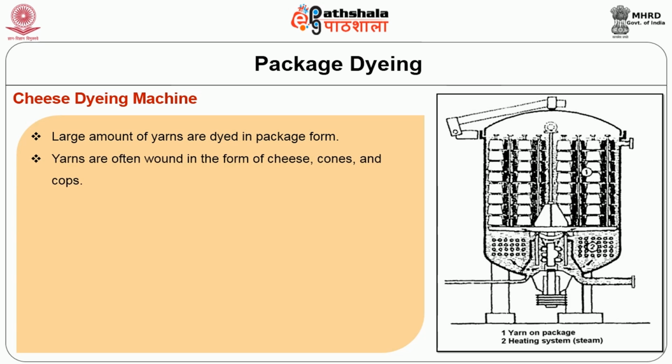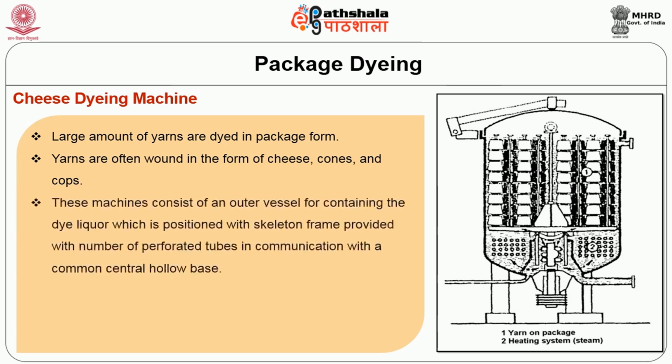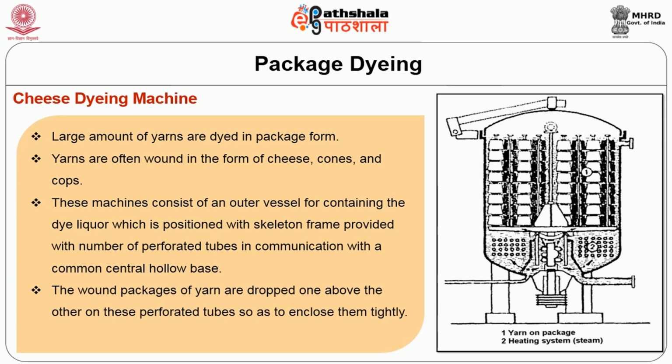These machines consist of an outer vessel for containing the dye liquor, which is positioned with a skeleton frame provided with a number of perforated tubes in communication with a common central hollow base. The wound packages of yarn are dropped one above the other on these perforated tubes so as to enclose them tightly. Cover of the outer container is then secured.